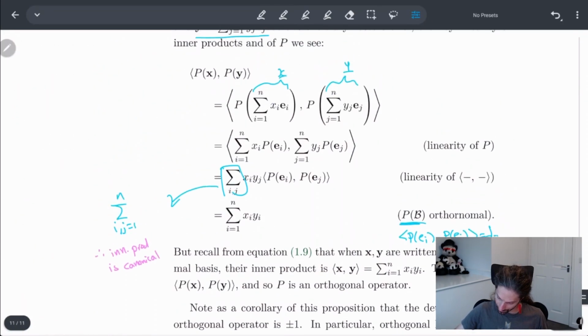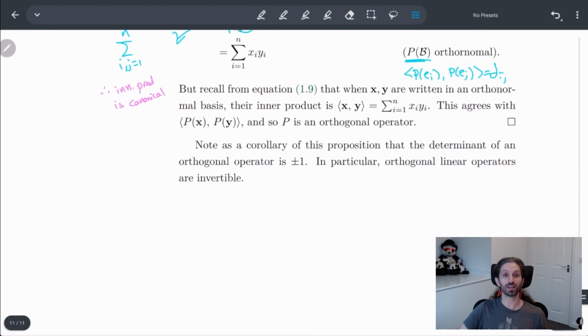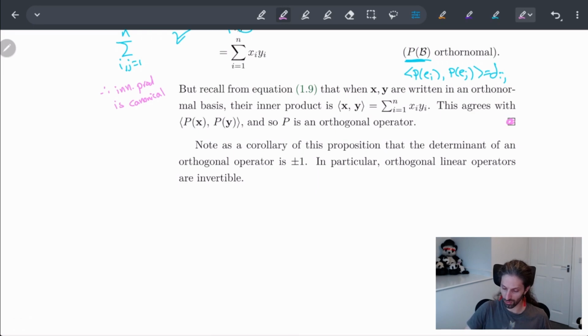And that when x and y are written in an orthonormal basis, their inner product is precisely this. So this is kind of what we had discussed at the very beginning. Now this agrees for P of xy, which means that P itself is orthogonal. And that's basically it. So here we have that P is orthogonal, and that gives us the second half, and we're done.